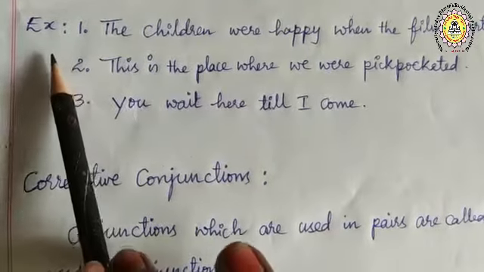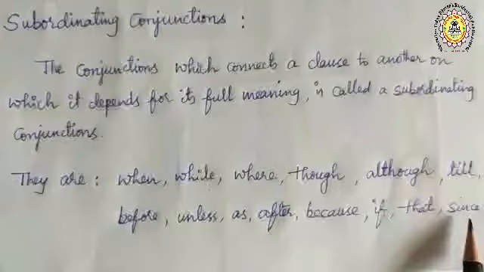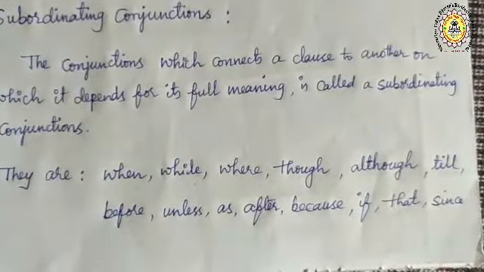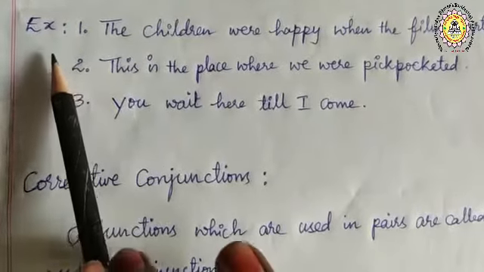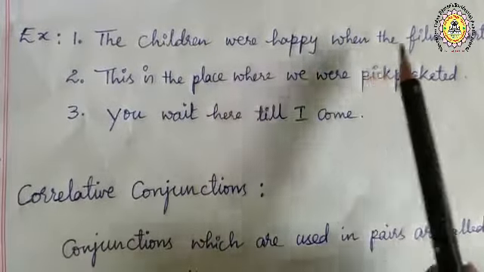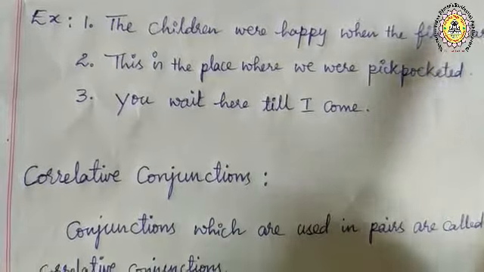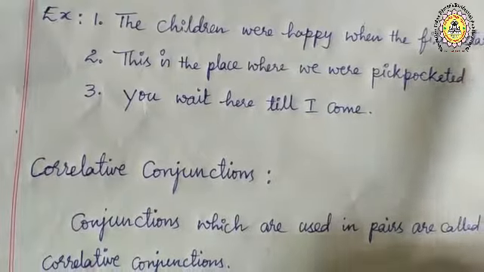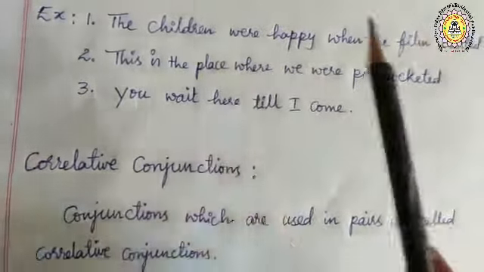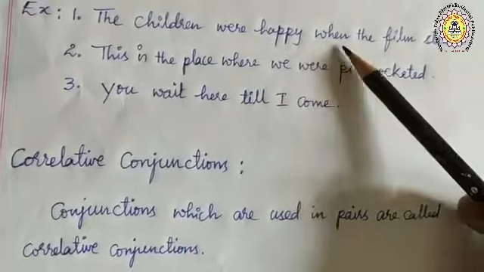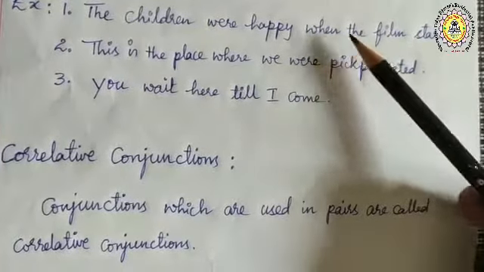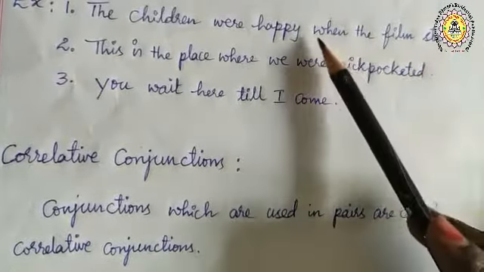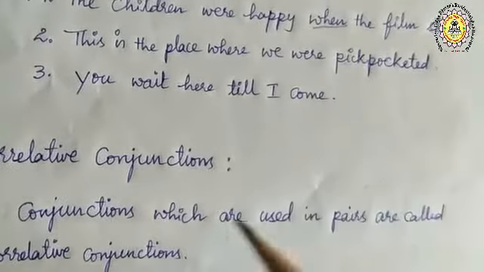Now let us see our examples. The children were happy when the film started. Here you see the children were happy is a clause. The film started is a clause. So to combine these two clauses we use when to get its full or complete meaning. The children were happy when the film started. Here when is a subordinating conjunction.